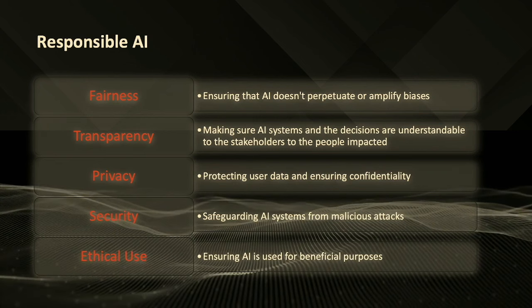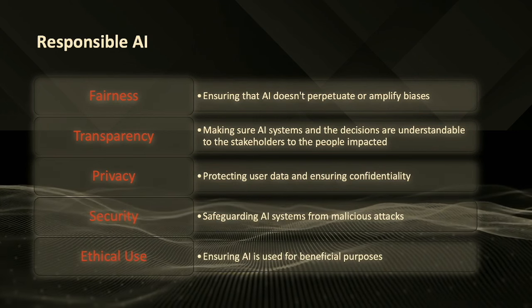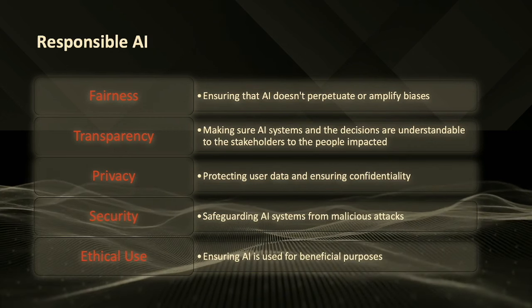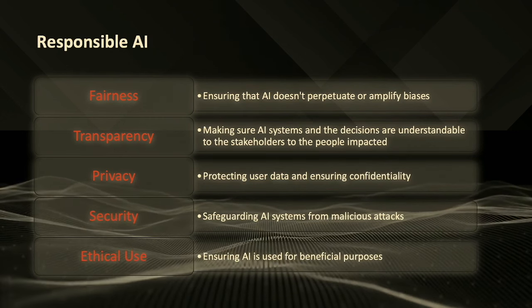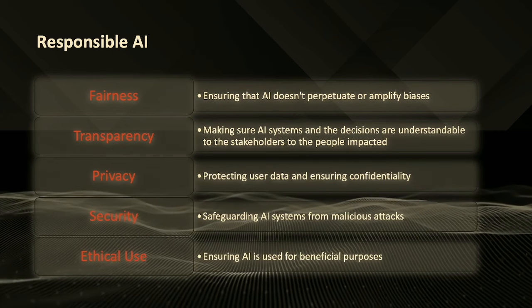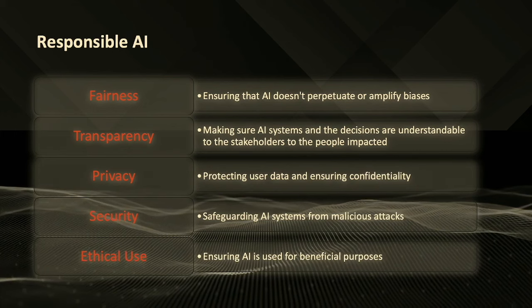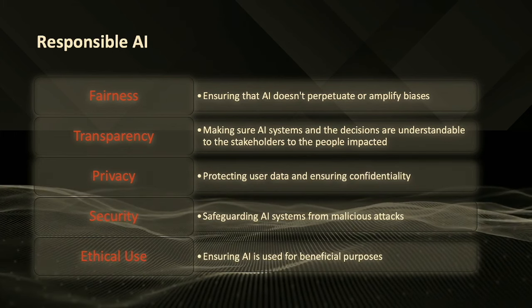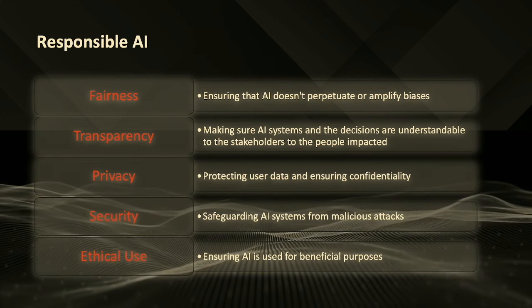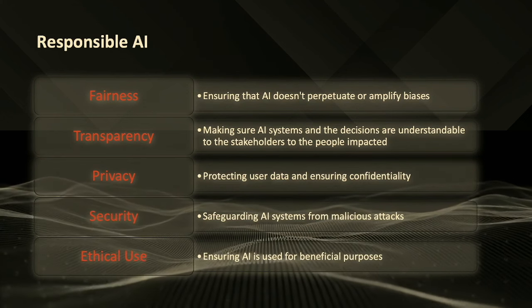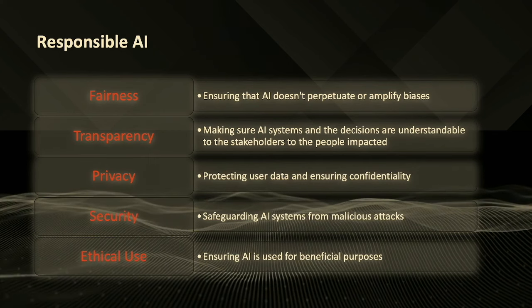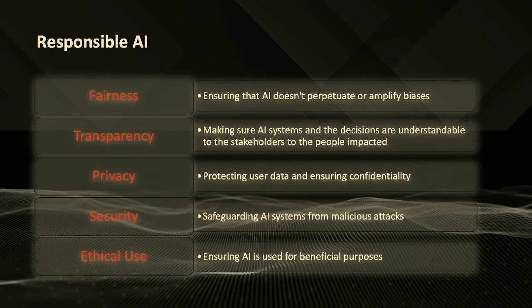Also transparency: we want to make sure the AI system and its decisions are understandable to the stakeholders and the people impacted. So when you scope your project, it's better to do a survey of the target user group. And also privacy: protecting user data and ensuring confidentiality. So when you play with the OpenAI API or any other non-open source models, make sure you don't leak any sensitive information.